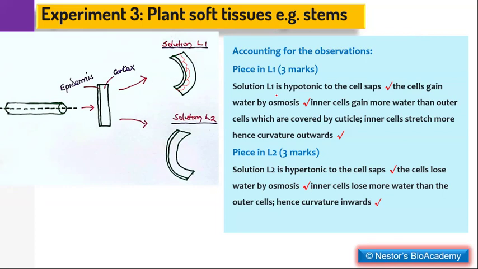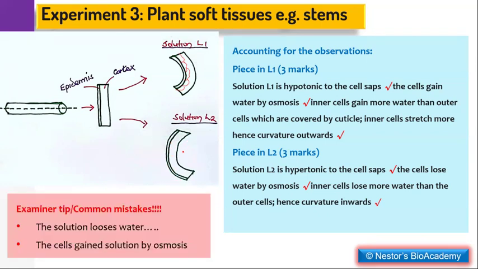outwards. Coming over to L2, solution L2 is hypertonic to the cell sap. So the cells will lose water by osmosis, but the inner cells will lose more water than the outer cells, and this is going to lead to the curvature inwards because the outer cells, remember, they're covered by a waterproof cuticle. So the rate at which they're going to be losing water is less compared to the inner cells here. So that is how you explain the observations for this case.